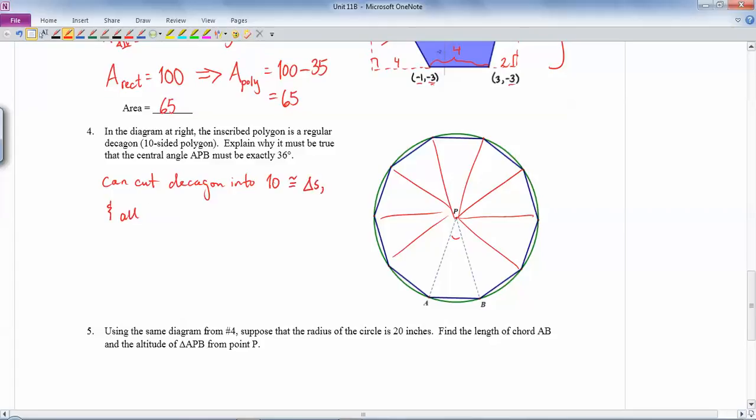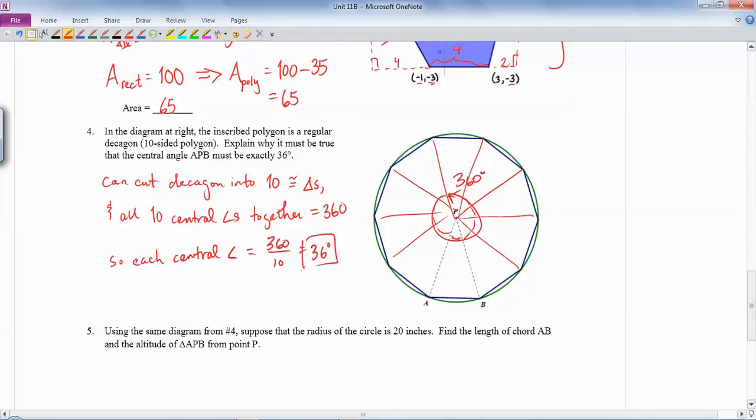And all 10 central angles put together are 360 degrees. Because if you think about it, there's 1, 2, 3, 4, 5, 6, 7, 8, 9, 10 all the way around, and we know that all the way around is 360. So that means that each central angle is going to be 360 over 10, which is 36 degrees. So therefore, the measurement of APB has to be 36 degrees.